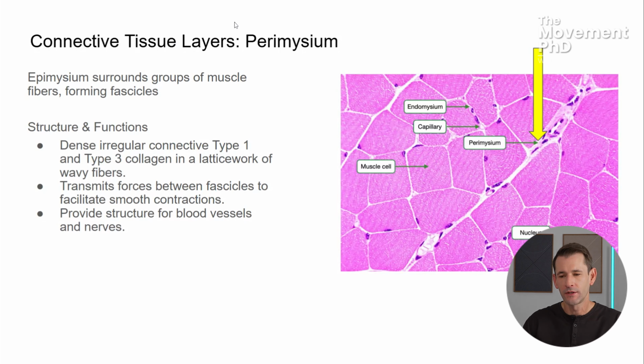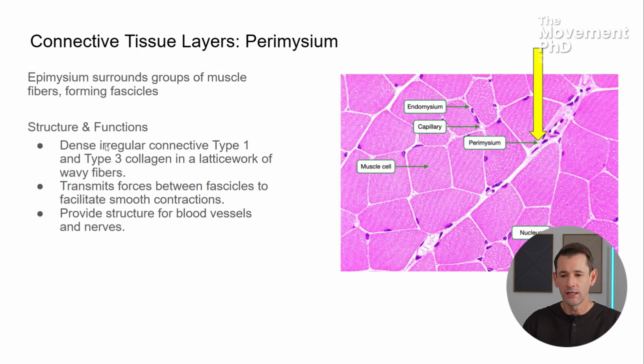The next connective tissue layer is the perimysium, which just means middle layer. So peri again means middle. It's perimysium because it surrounds each of those muscle fascicles. There is a typo on this slide. This should say perimysium surrounds groups of muscle fibers forming fascicles.